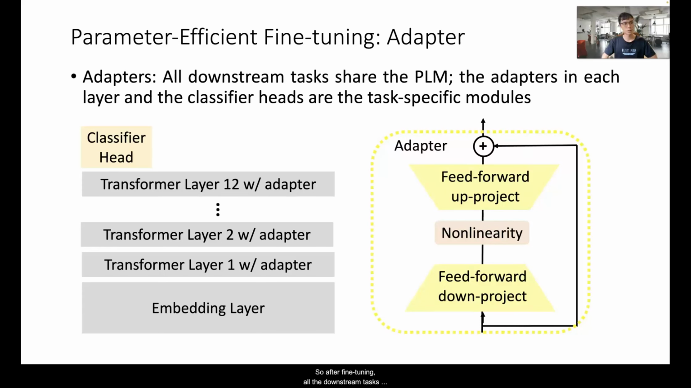So after fine-tuning, all the downstream tasks fine-tuned from the same pre-trained model have the same set of parameters of the pre-trained language model, since those parameters are frozen during fine-tuning. Each task will have its task-specific parameters, which are the parameters of the adapters and the classifier head. By using adapters, the task-specific parameters for each task are significantly reduced.